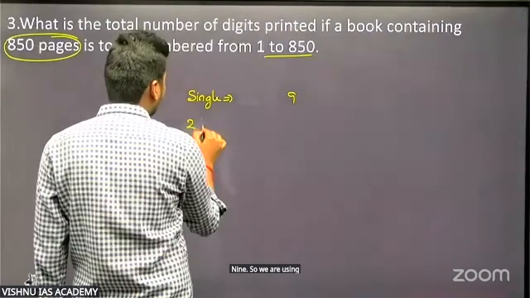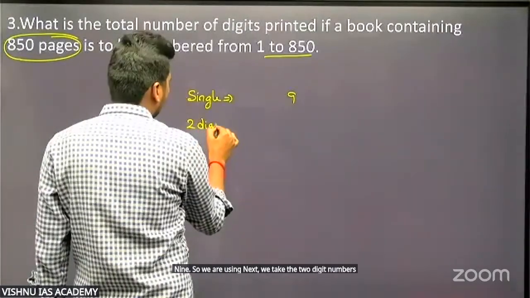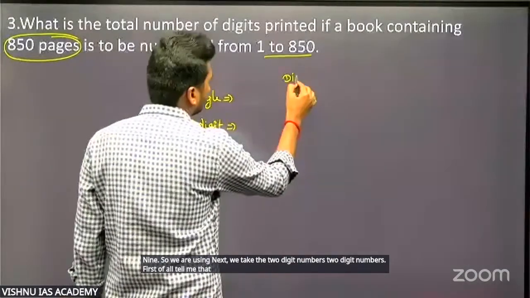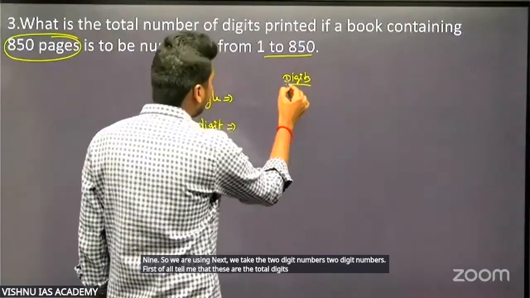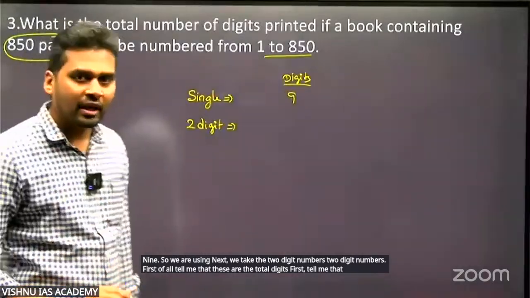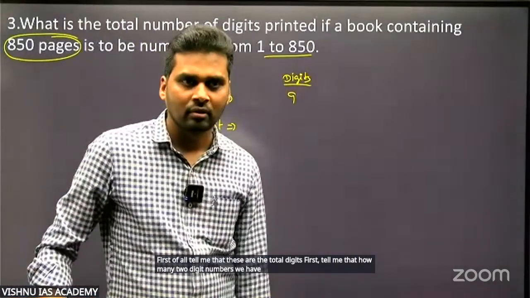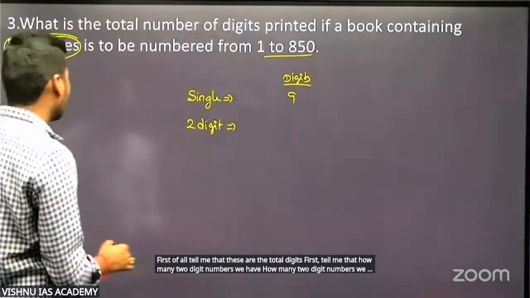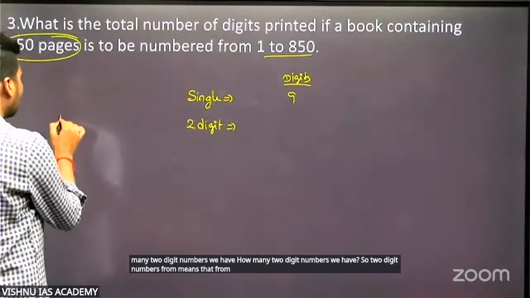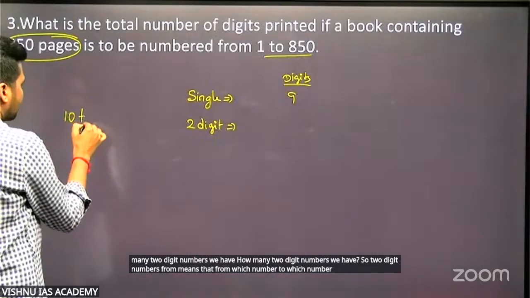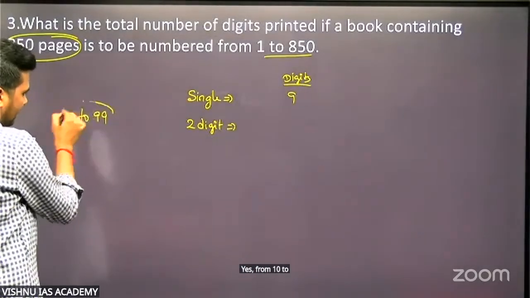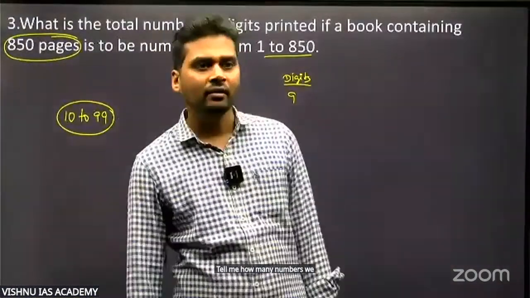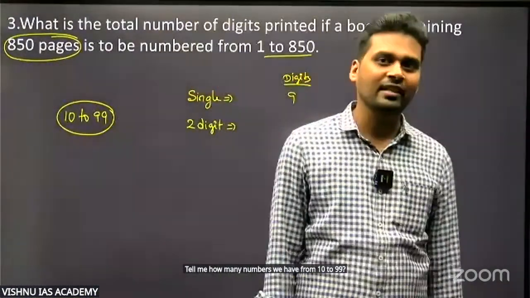Next we take the 2 digit numbers. First tell me how many 2 digit numbers we have? So 2 digit numbers means from which number to which number? Yes, from 10 to 99. Tell me how many numbers we have from 10 to 99? Not 89, it's actually 90.